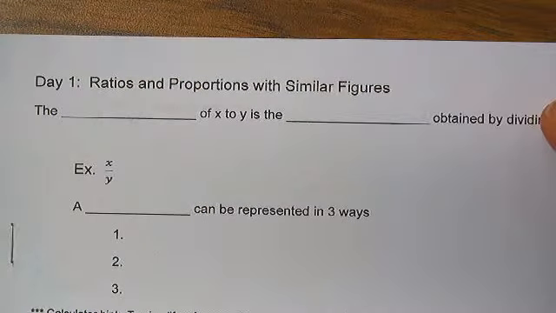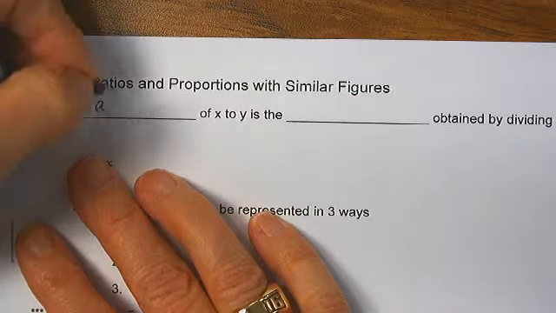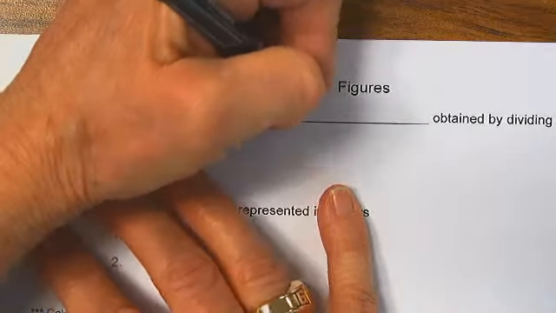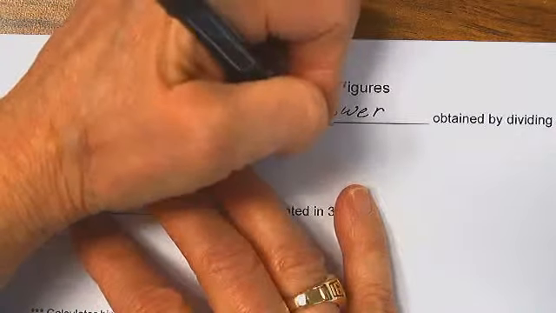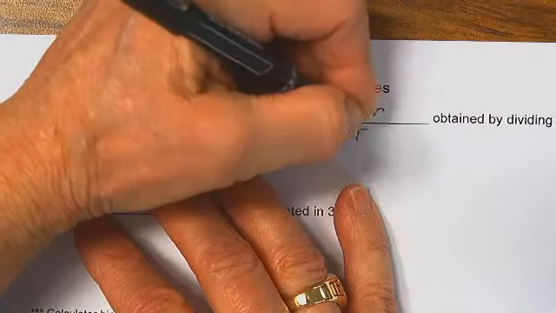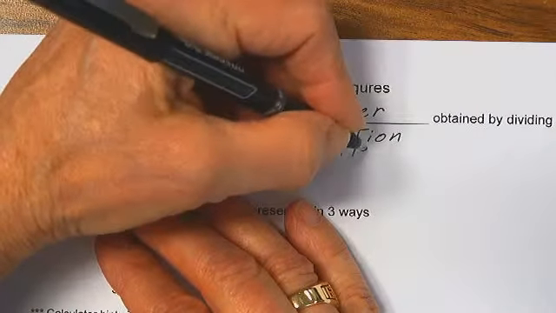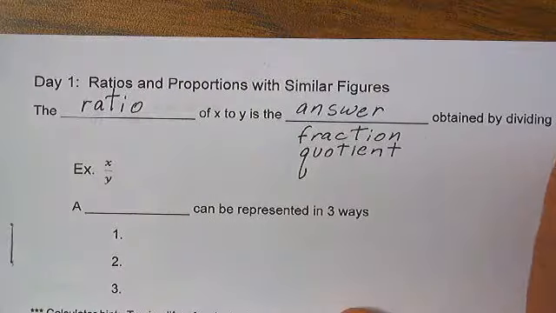Notes for day 1, ratios and proportions with similar figures. The ratio of x to y is the answer, the fraction, the quotient, obtained by dividing x by y.